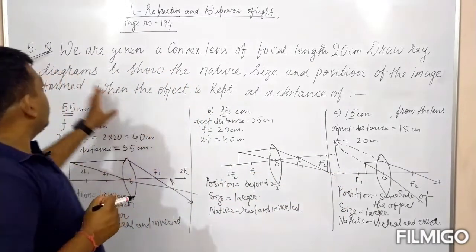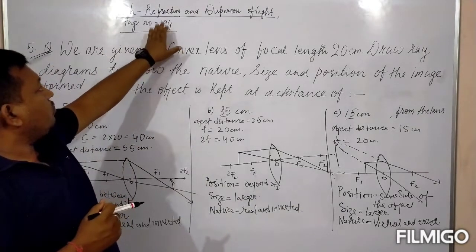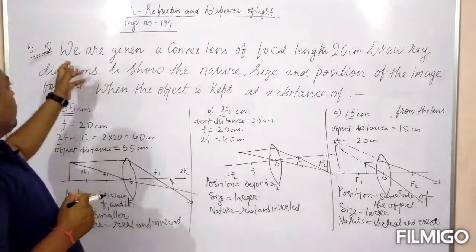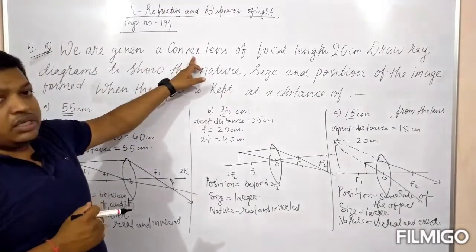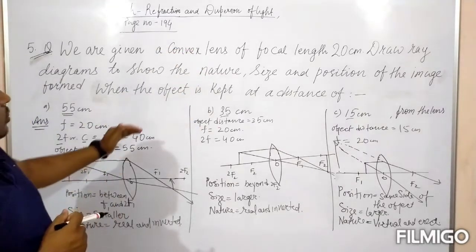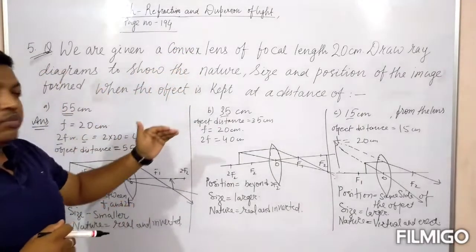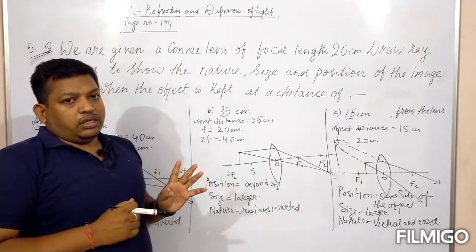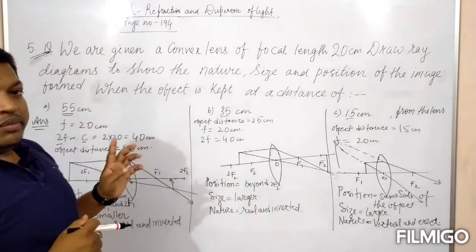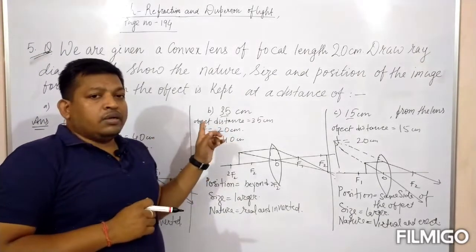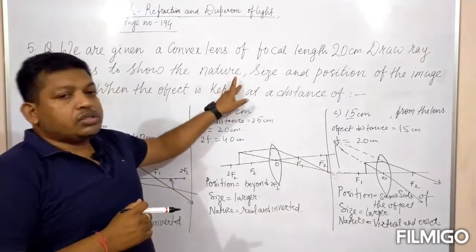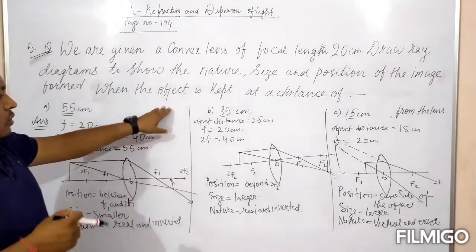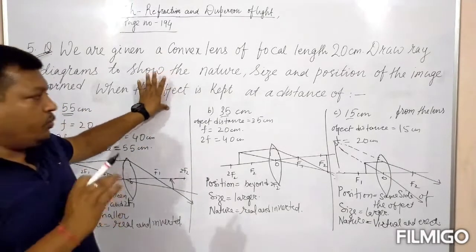So this is question number 5 of page number 194, chapter Refraction and Dispersion of Light. One more question will be solved in place of the convex lens, where a concave lens is given. We know that in a concave lens, wherever the object is placed, the image is formed between the focus and the optical center, and this image is virtual, erect and smaller in size. So that question is very simple. This is the explanation of this question. Hope you have understood that.